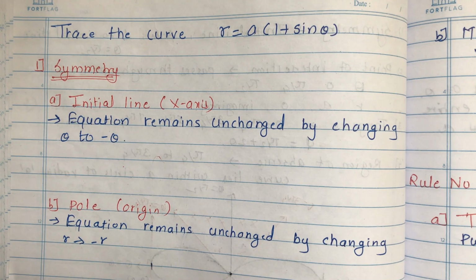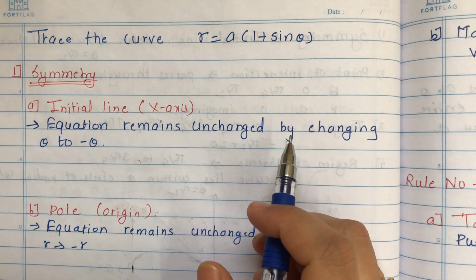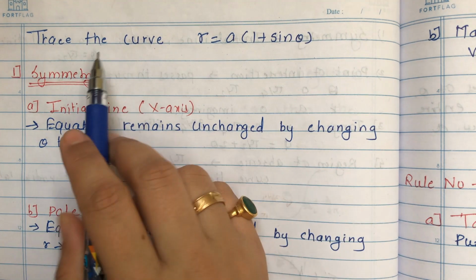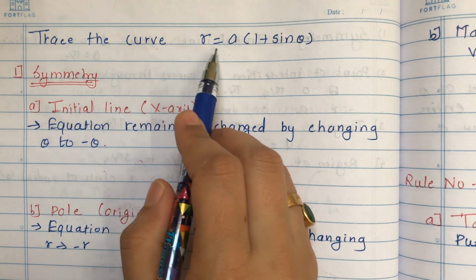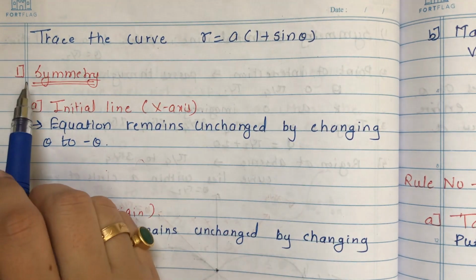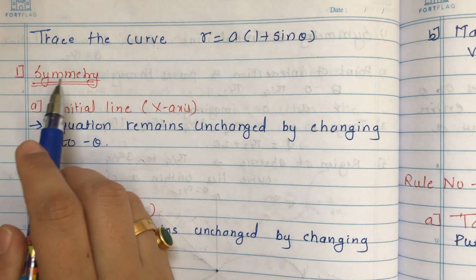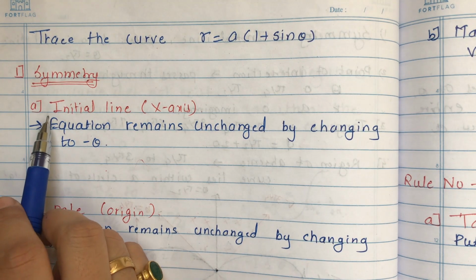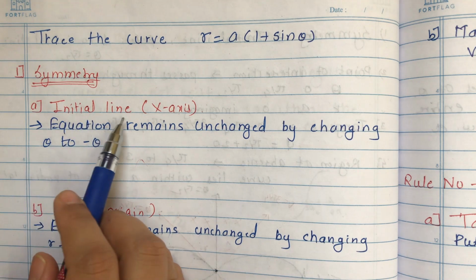Hello everyone, in this video we'll see another example of polar curve. The example is: trace the curve r is equal to a(1 + sin θ). Rule number 1, which is symmetry, we will check whether the curve is symmetric about the initial line or not.